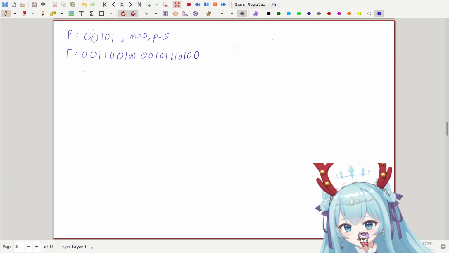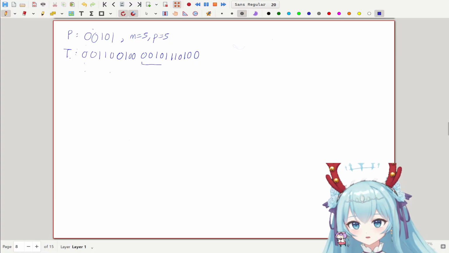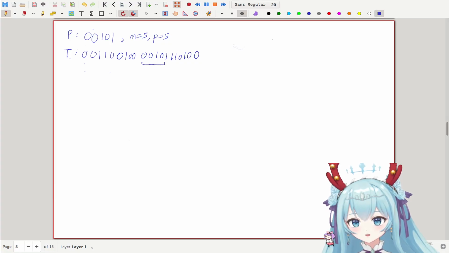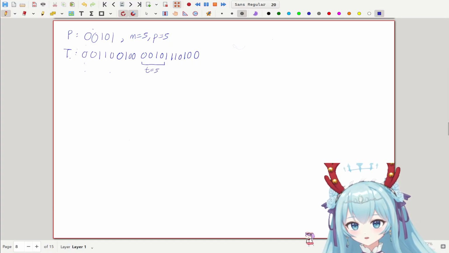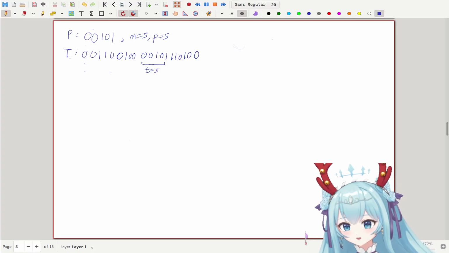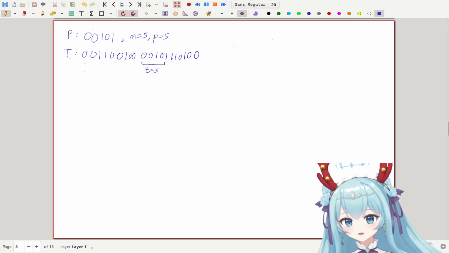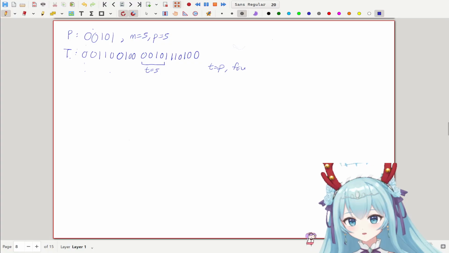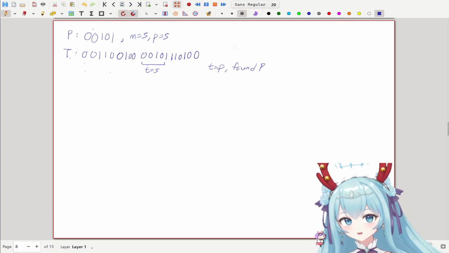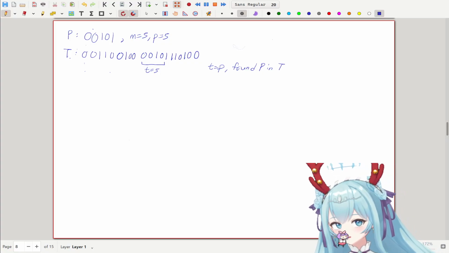And if we do manage to find one, then that means that p is in t. In this case, if you realize, by the time we come to here, this is when t equals 5, which matches p. So this is when we stop, because t equals p. So we found p in t, which is what we want.